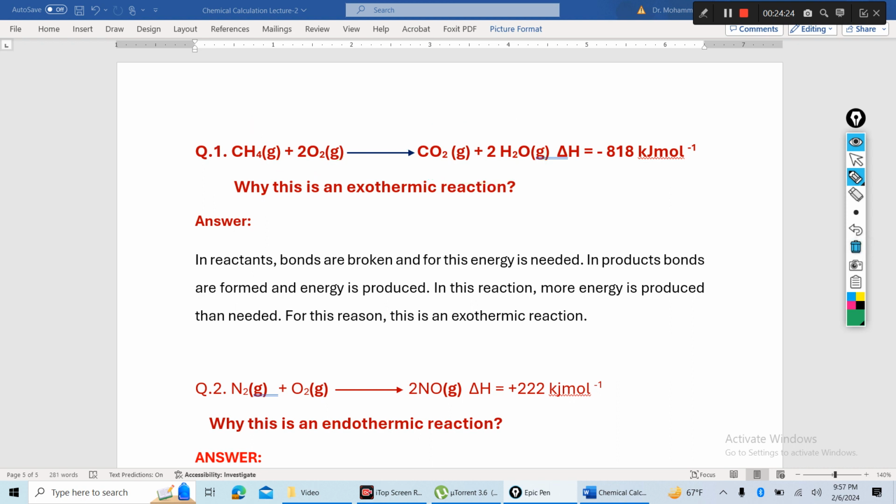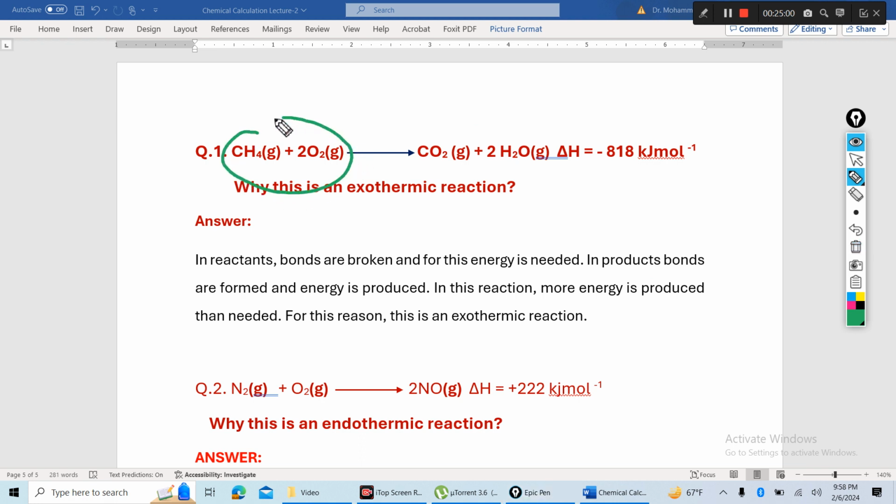So now you see, in the reactant, bonds are broken, and for this energy is needed. To break these bonds, energy is needed. Now this is the product. In products, bonds are formed, and for this energy is produced, released. When a bond forms, energy is produced.